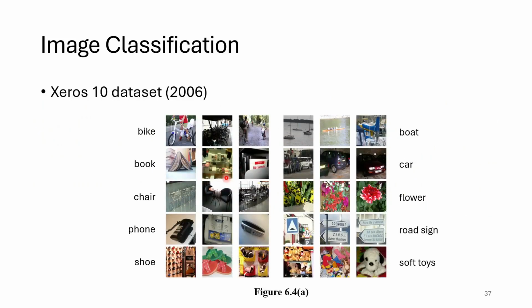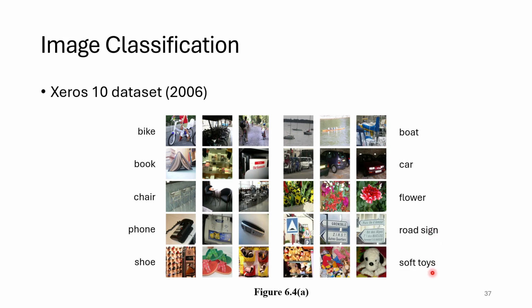Right, so now let's talk about the image classification topic. This topic has been studied for a long time. In 2006, there was a paper that tried to address the image classification problem. The researchers from this paper are from Xerox, so they proposed a data set called Xerox 10. There are only 10 classes within the data set: bike, book, chair, phone, shoe, boat, car, flower, road sign, and soft toys.